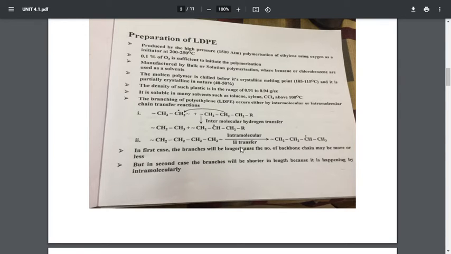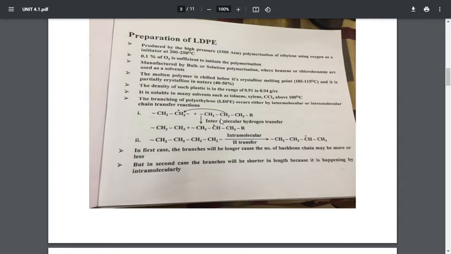Now intramolecular chain transfer. It happens within the same polymeric chain of the same molecule. So this is the growing polymeric chain, and there is a transfer here. One H goes from here to here. This gets satisfied because all four valencies of carbon are satisfied. So the free radical site is here. Now here the new chain will join, and there the branching will occur. So branching of polyethylene, especially LDPE, occurs either by intermolecular or intramolecular chain transfer.